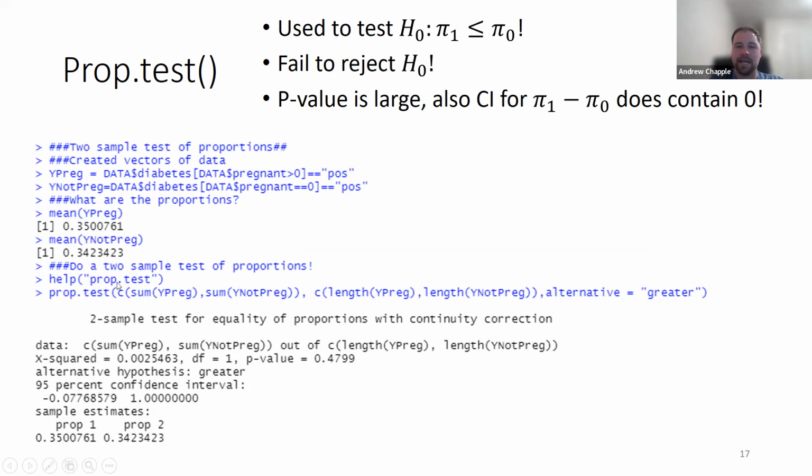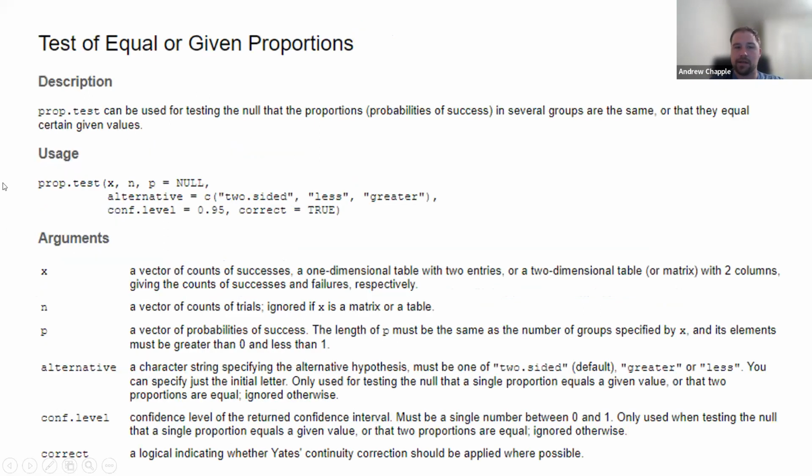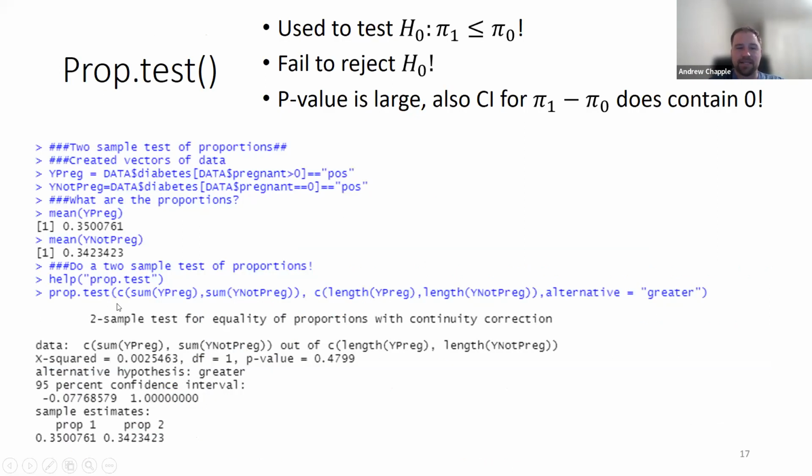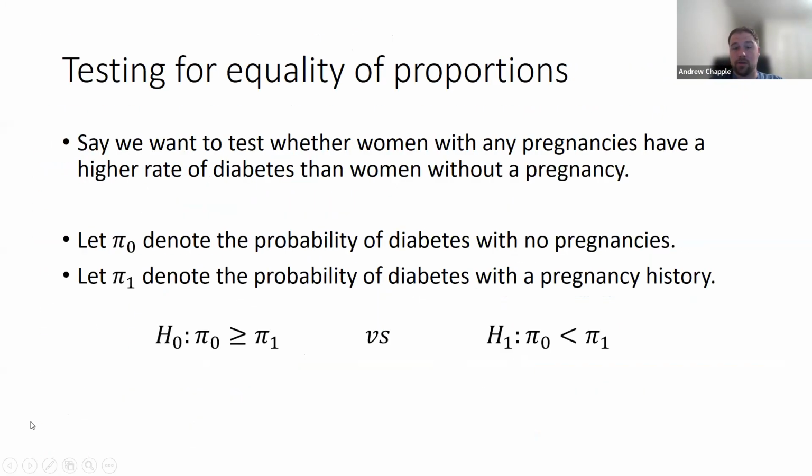If I go help prop.test, it'll tell me what to do. And I can say prop.test, this is my vector. This is the sum of the pregnancy diabetic patients. This is the sum of the no pregnancy diabetic patients. And then I have to plug in my N, which is my sample size in each group. My N is just the length of these two vectors. And then I'm going to do alternative equals greater here. Now notice I have a p-value that's 0.47, which means I don't reject the null hypothesis. So I failed to reject this null hypothesis in favor of the alternative that the first group proportion is bigger than the second group.